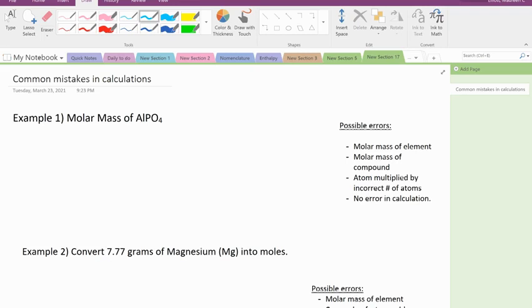aluminum phosphate. The formula is written correctly for you, but you want to go through and determine if the work that is shown to you is totally correct, or if there is a mistake, and if so, where that mistake is listed. So here are all the possible errors that could happen. The first one is that the molar mass of the element is wrong. So for example, maybe the molar mass of aluminum was off somehow.